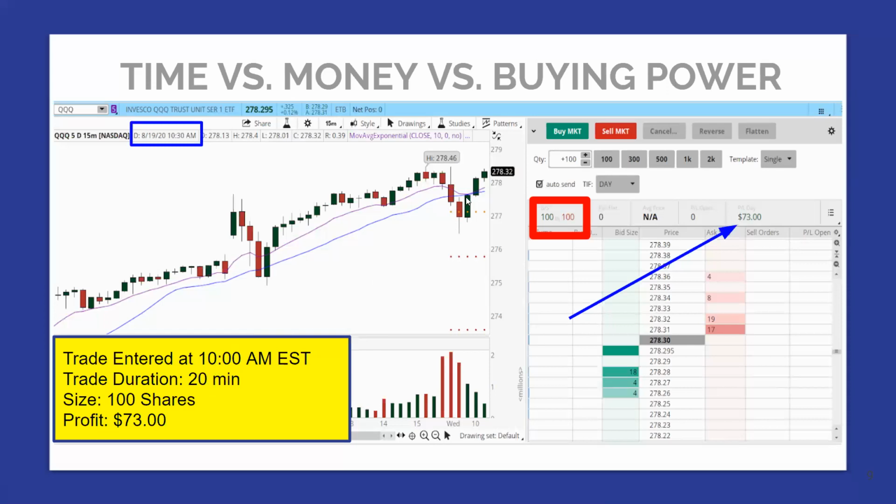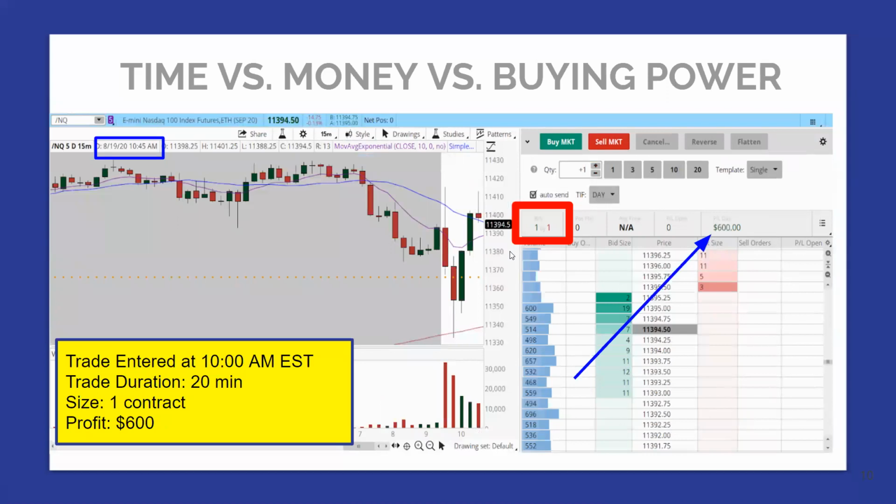This was our entry candle right here. And this was our stop low. We had our target right at this prior high. And we took our profits. So with 100 shares using about $14,000 in buying power, we made $73, which, if you think about it, is pretty cool because this is in 20 minutes. Okay, well, let me show you the same results trading the NASDAQ futures market.